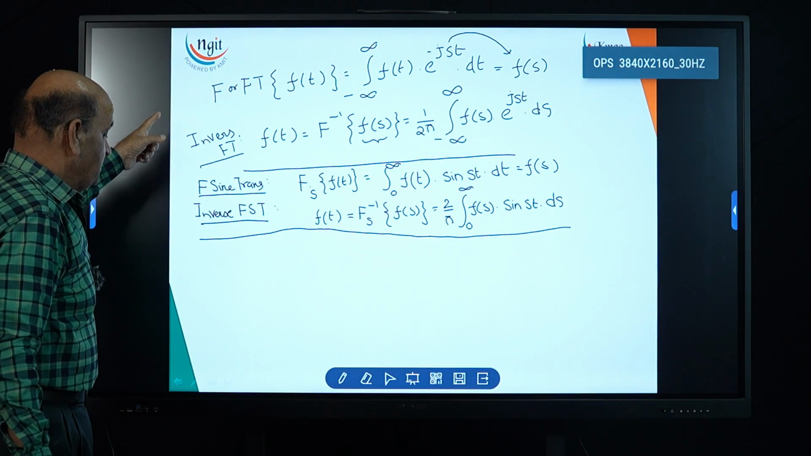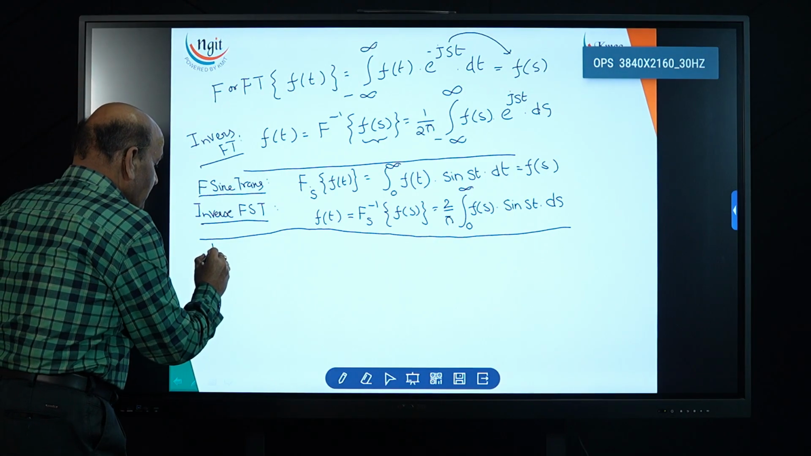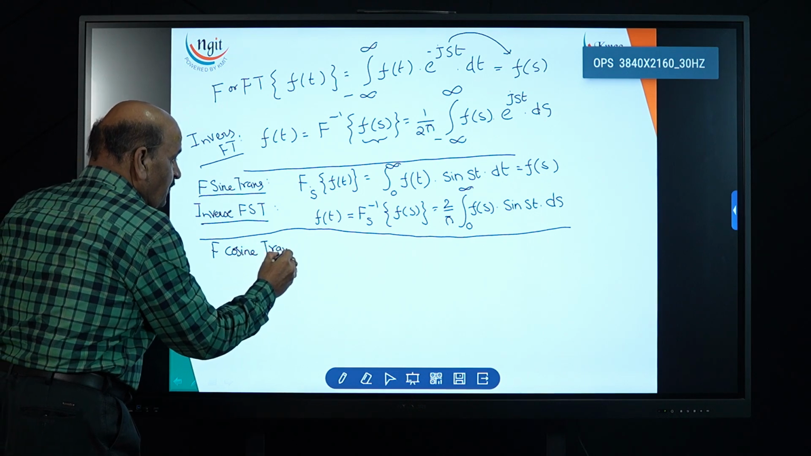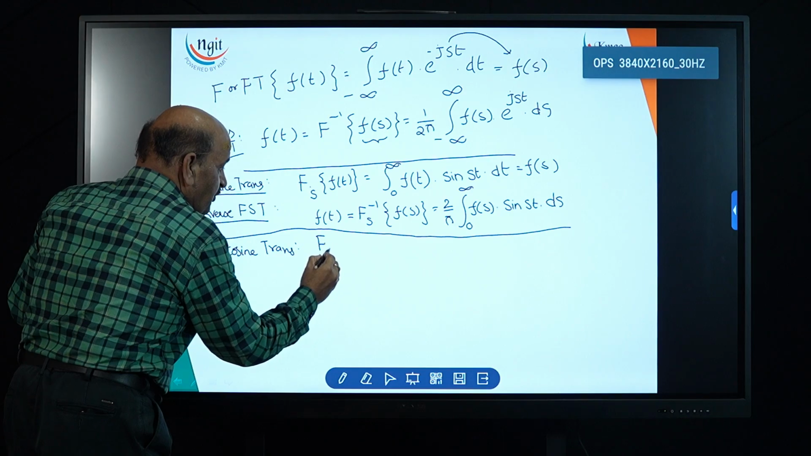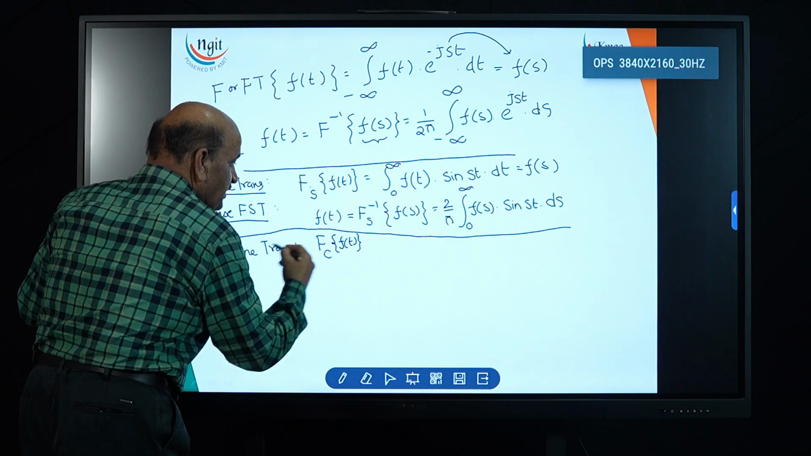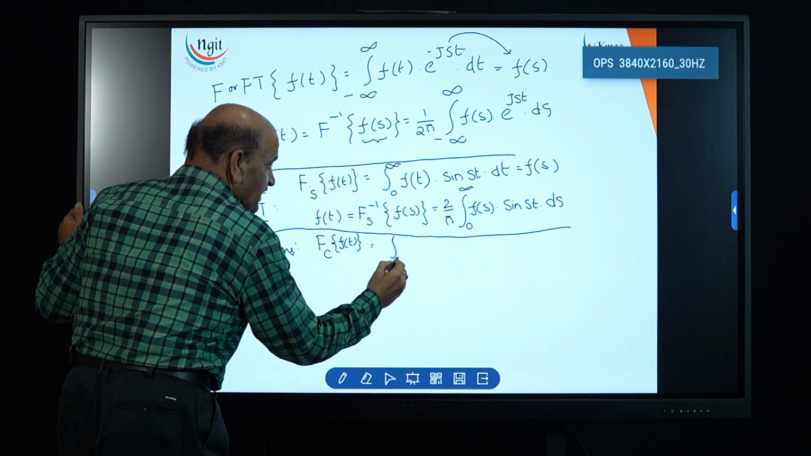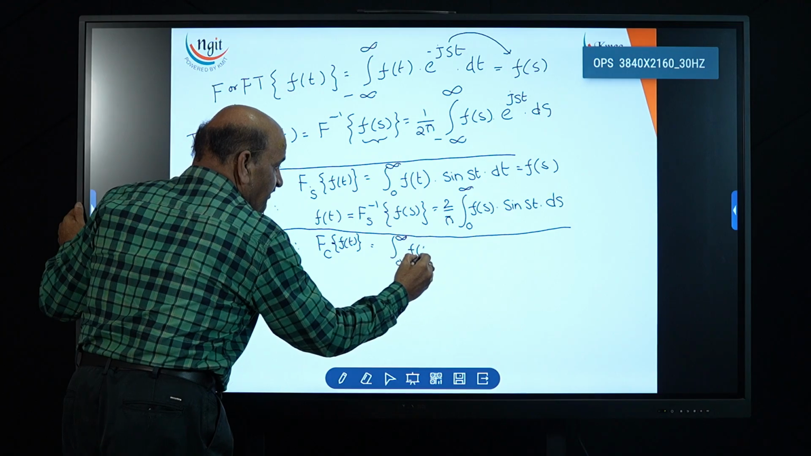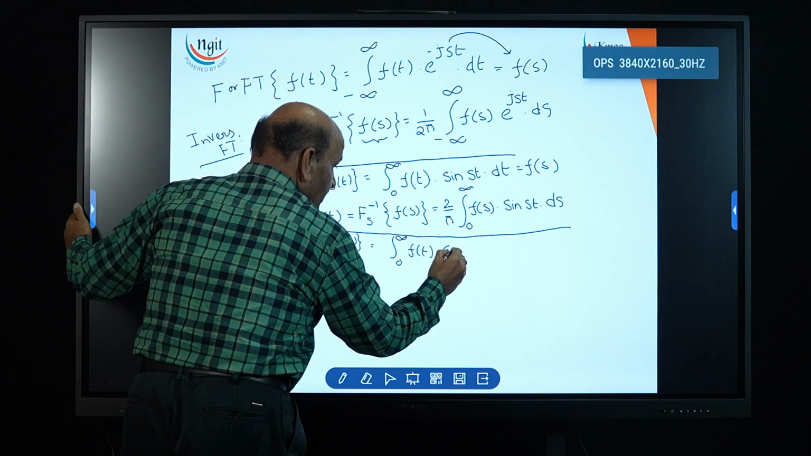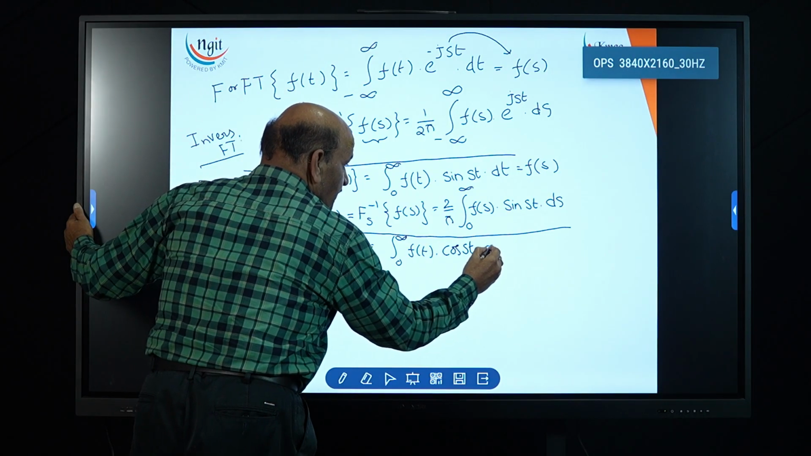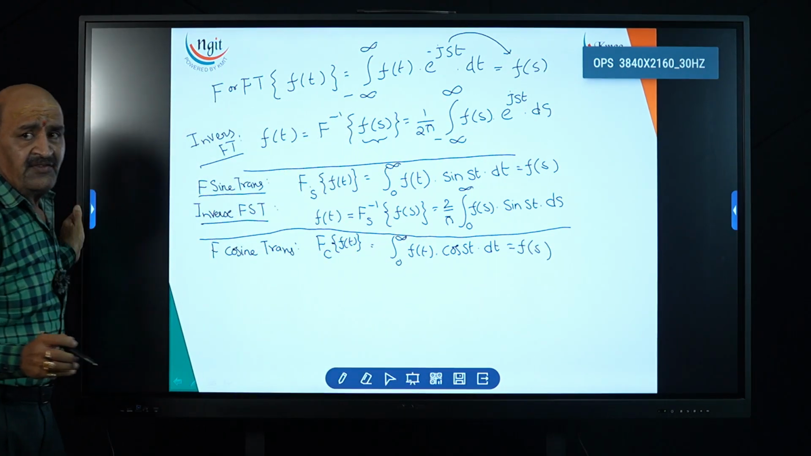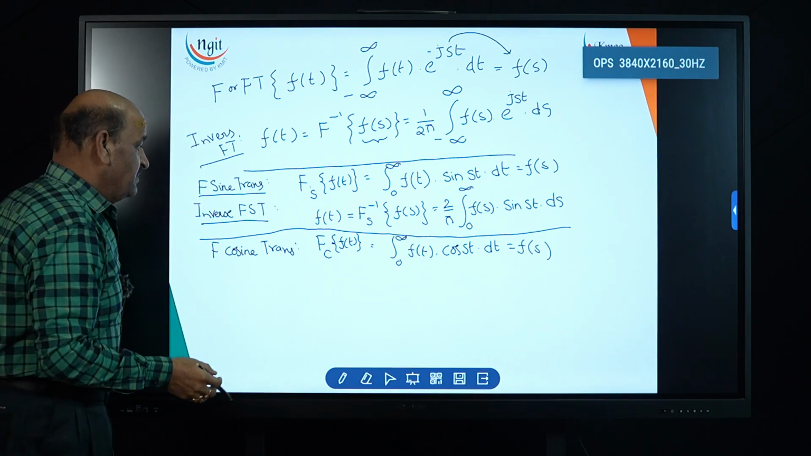This is Fourier transformation. Now look at the next one, Fourier cosine transformation. Fourier cosine means suffix c. Fourier cosine transformation of a function f of t is equal to the integral from 0 to infinity of f of t. The name itself is cosine, so it contains only one term, cos st into dt. The transformation will be from t domain to s domain.